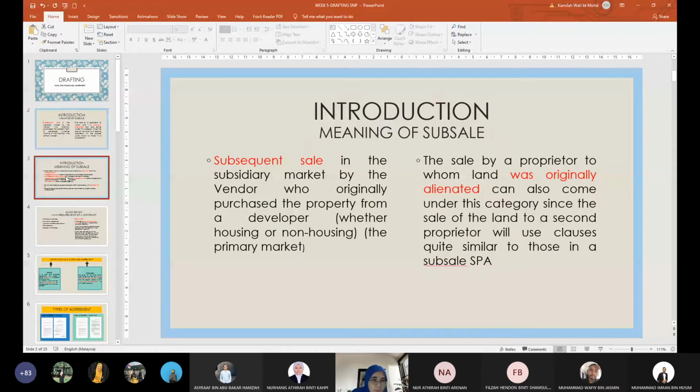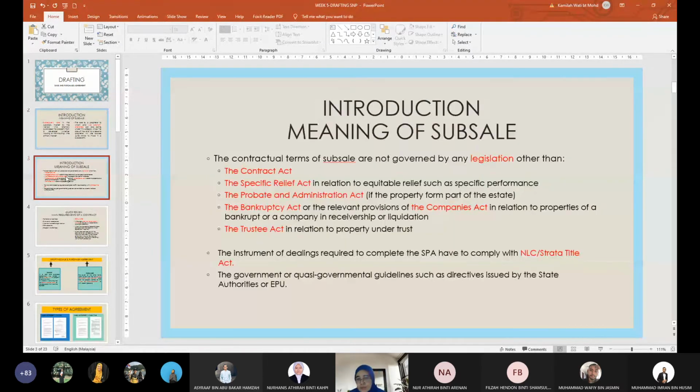Okay. Meaning of subsale, okay. The contractual terms of subsale are not governed by any legislation other than the following. So tadi kalau kita compare dengan housing development, they have specific law, Housing Development Act. Tapi untuk subsale ni, they don't have any specific legislation, but the transaction, the terms of the contract and so on are governed by a few legislations. Contohnya Contract Act, Specific Relief Act, Probate and Administration Act, Bankruptcy Act, Trustee Act, Companies Act.